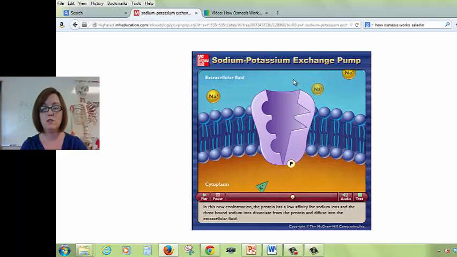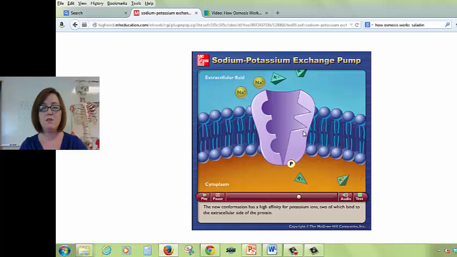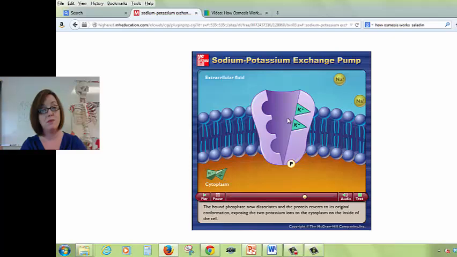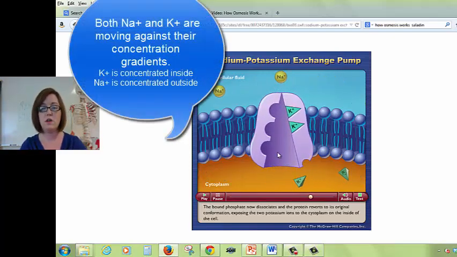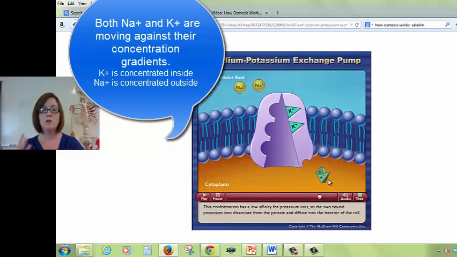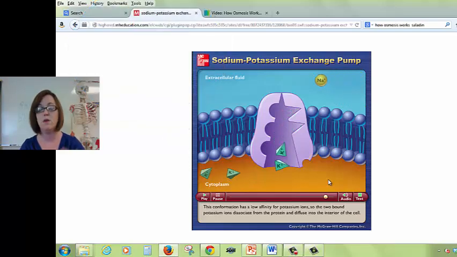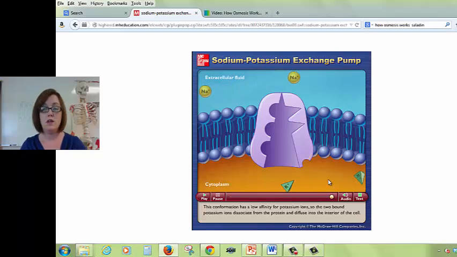Once the sodium is released, it causes another shape change in the carrier that makes the carrier more receptive to potassium. So now potassium can come in and bind. And when the potassium binds, that causes another shape change. Phosphate's released, and now the carrier is open on the inside, and then the potassium will be released to the inside. So basically this protein that is the pump constantly changes shape, allowing us to move sodium and potassium against the concentration gradient. What's helping to change the shape of the protein is the ATP, the attachment of the phosphate group and that sort of thing.